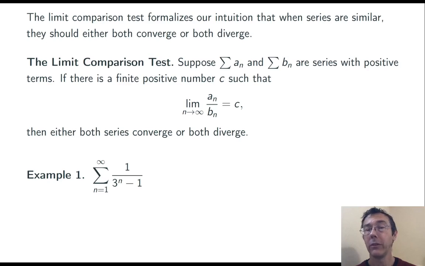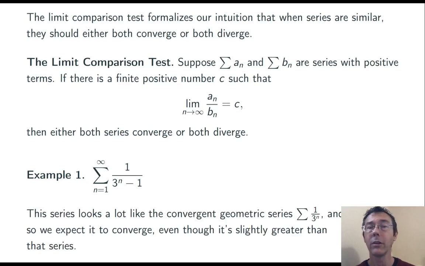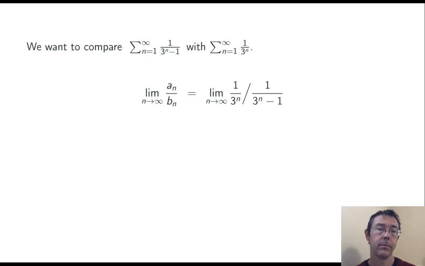For instance, sum from n equals 1 to infinity, 1 over 3 to the n minus 1. This is very similar to the convergent geometric series, the sum of 1 over 3 to the n. That has a ratio of 1/3 and therefore converges. However, it is a little bit larger than that series, so a direct comparison doesn't do the job. Let's try it with a limit comparison.